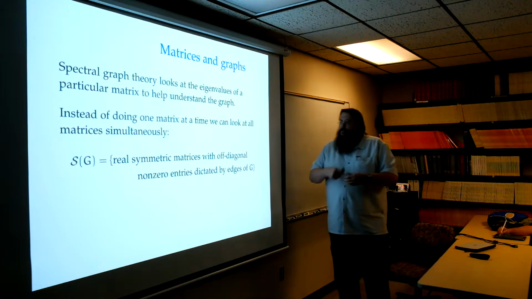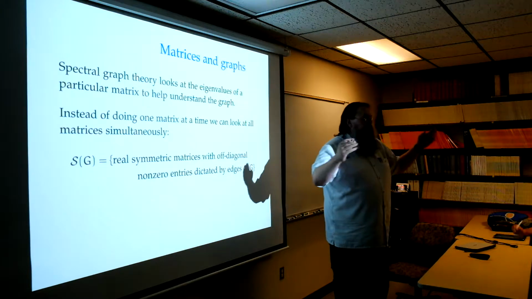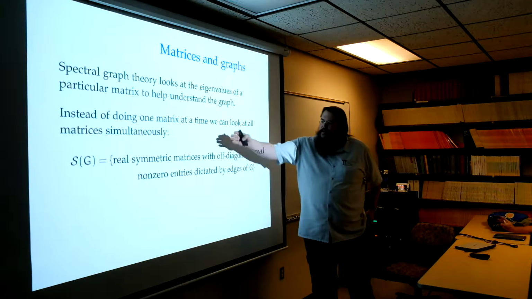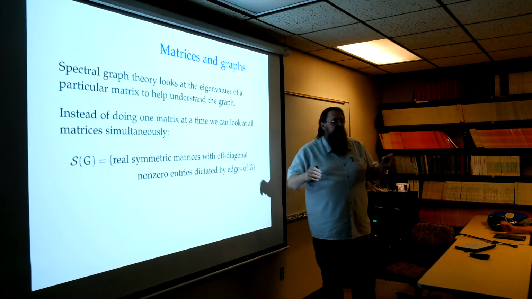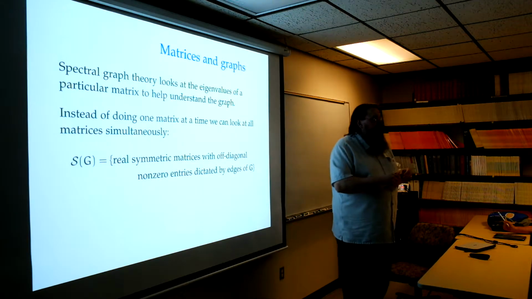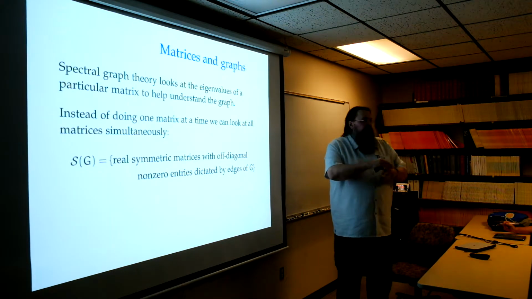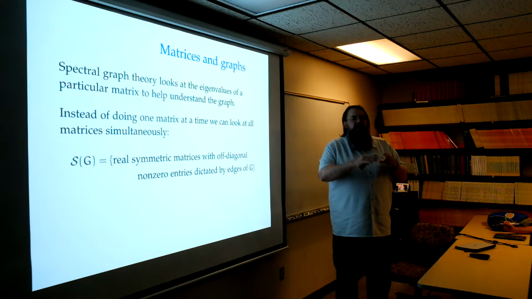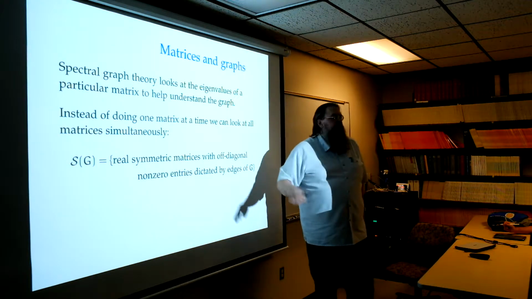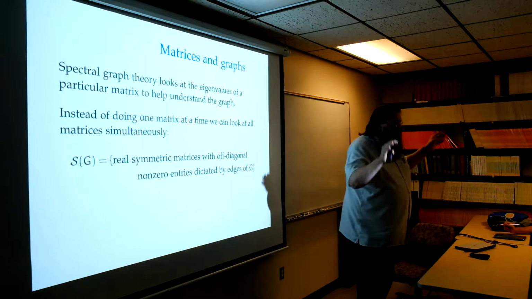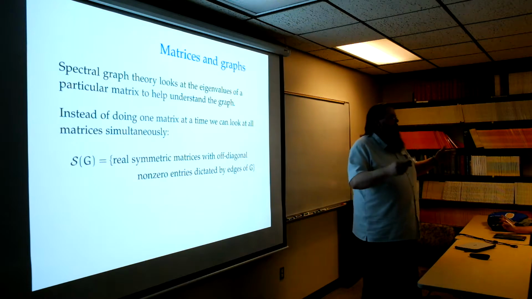So instead of just picking one matrix at a time, let's look at all the matrices simultaneously. So we're going to create this large collection of matrices. This is the collection of all real symmetric matrices whose off-diagonal nonzero entries are prescribed by where the edges are. The diagonals are arbitrary. So basically, almost every matrix you've ever heard of in spectral graph theory is included inside of this set. This set is huge, it's massive, to the point where you can ask, what can we possibly know about this set?